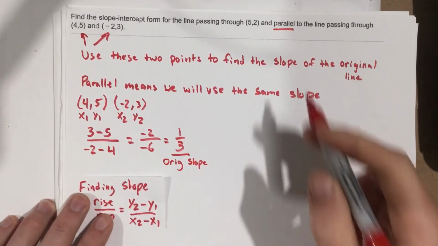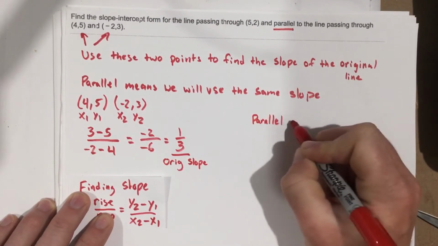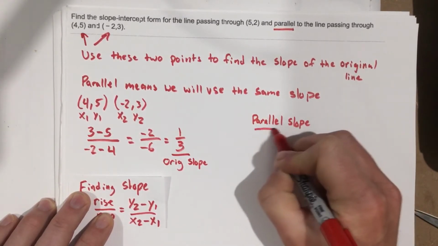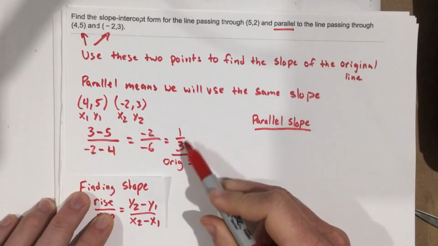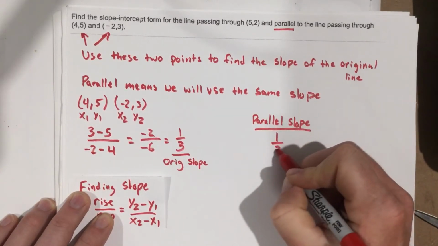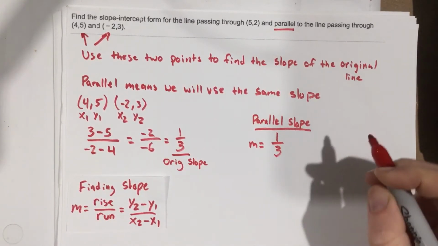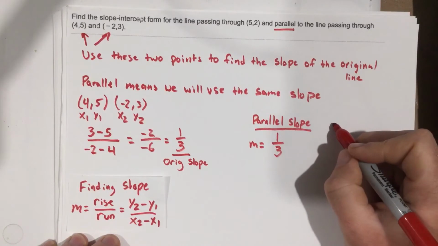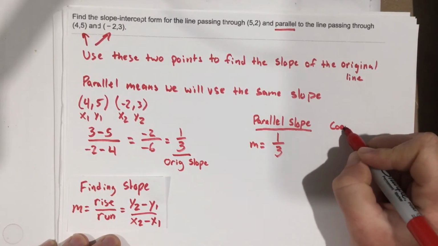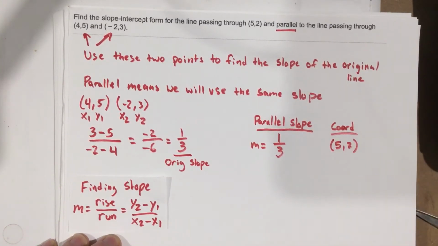Okay. Now we want the new slope that's parallel. So let's go ahead and write parallel slope here. And the parallel slope is going to be 1/3 as well, because we know parallel means we use the same slope. So we're going to have 1/3 here. So m equals that. And then we need to use the coordinate, and this is 5, 2. So let's use point slope form to do this.